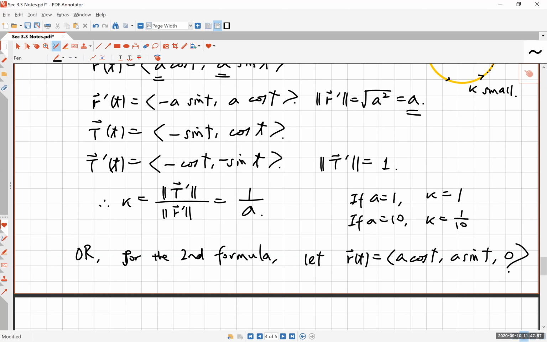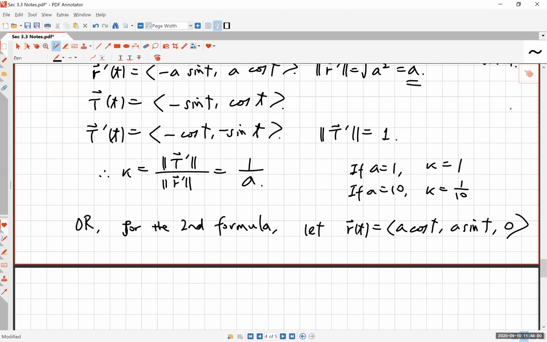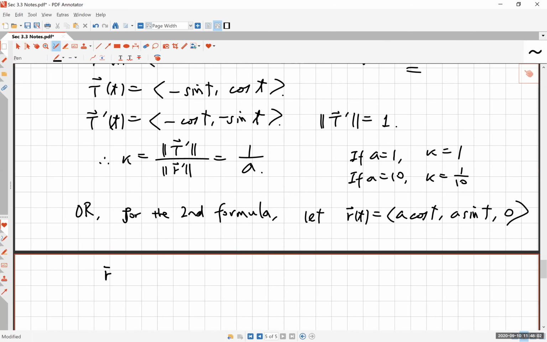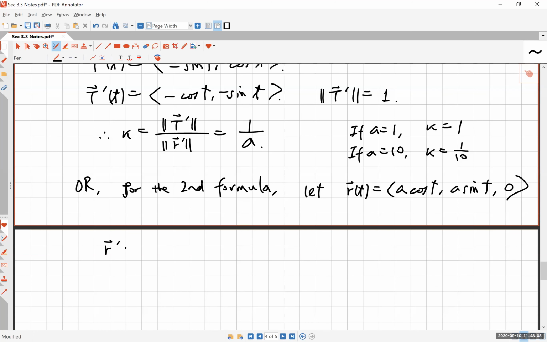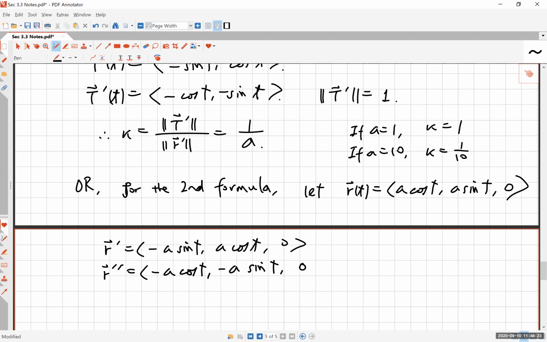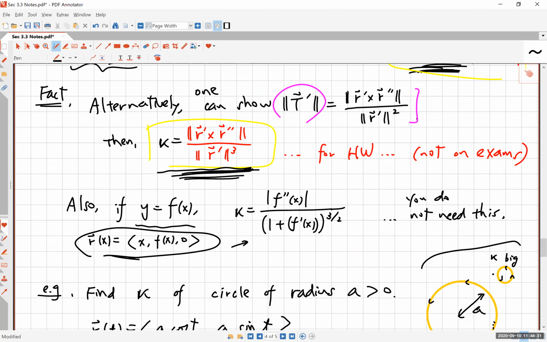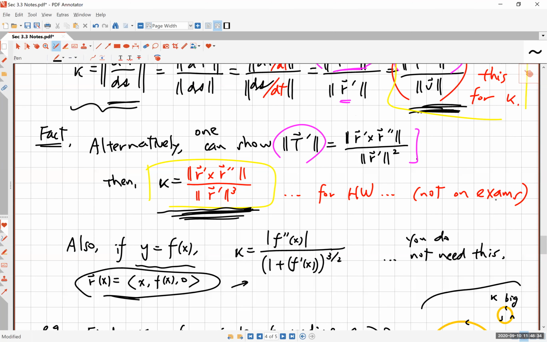Now, why do I have to have that third component? Well, because you're going to do the cross product, and cross product is not defined unless you have three-dimensional vectors. All right, so r prime is negative a sine t, a cosine t. You already had this, so you don't have to write it down, but I want to put 0 here. r double prime is negative a cosine t, negative a sine t, 0, right? Now let's do the cross multiplication here, because that's what is being called for.